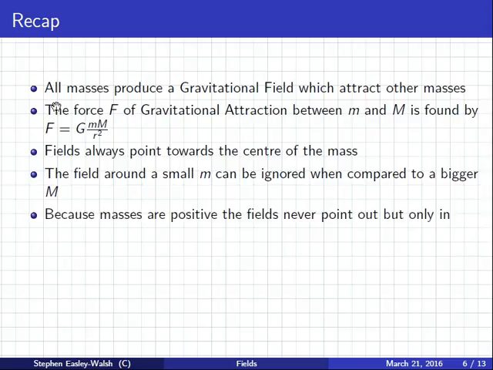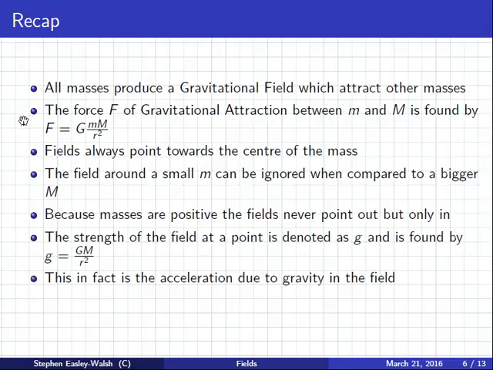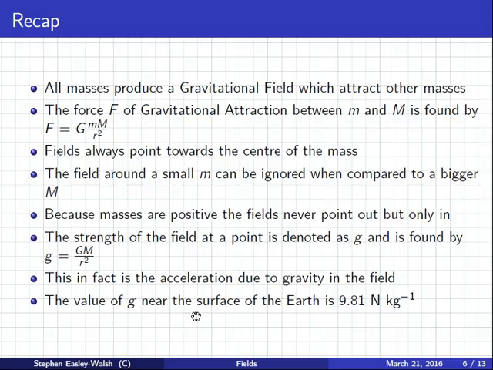Because masses are positive, the fields never point out; they only point in. So this only falls down; it never falls up. The strength of the field, you can find it by using this formula. And this is in fact the acceleration also, the 9.81 if you're on Earth. The value of g near the surface of Earth is 9.81 newtons per kilogram. Now you don't have to write this down, but if there's some point in there that you want to write down, you can. But I think this is just recapping everything we've said.